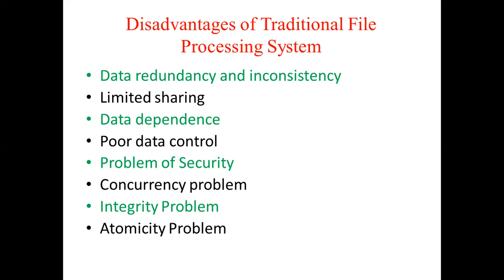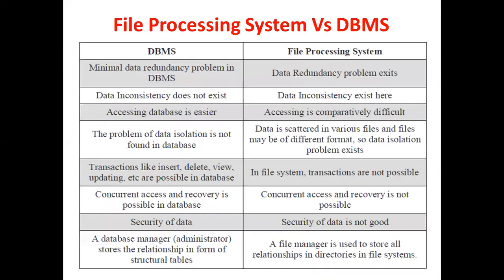The purpose of the database management system is to solve all these problems and give the functionality to store and manage the data in an efficient and convenient way. So whatever points we have discussed right now are going to be summarized in the form of a differentiation, that is, DBMS versus file processing system. The first one is that minimal data redundancy exists in a DBMS, but the data redundancy problem exists on a very large scale in a file processing system. We have discussed this right now.